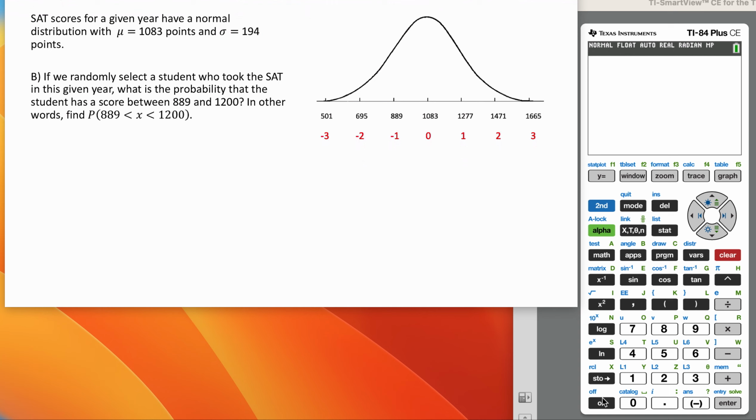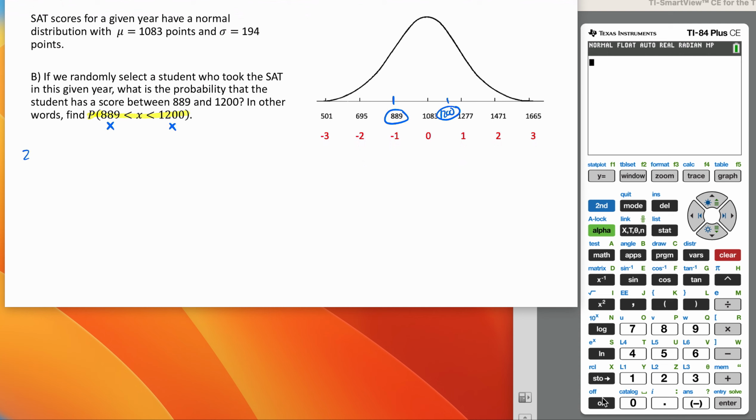Let's take a look at how to find the probability of randomly selecting an SAT score that is between an 889 and a 1200. So the first thing that you want to do is draw yourself a bell-shaped curve like what I have on the right-hand side here, and let's mark those two values on the distribution. So 889 and 1200, I'll squeeze in there.